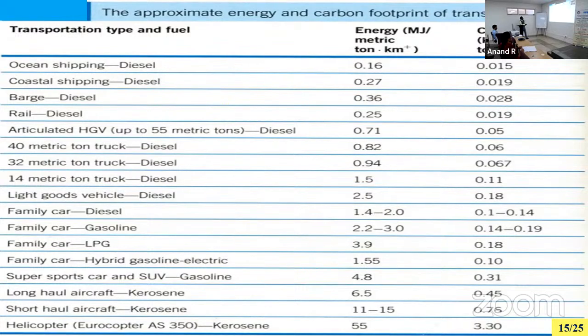So some inputs you need to take for the analysis. If anyone wants to ship by ocean shipping, you need to take energy, metric tons. These values are all available. Similarly, the carbon footprints are available for different applications, right? Family car, hybrid gasoline, right? Energy in terms of megajoule per metric ton, with respect to the kilometer also given. So all the data you are able to get. So data are available. You can use it for your analysis.